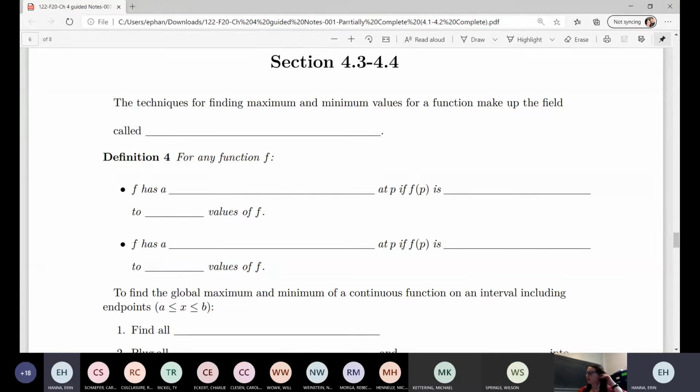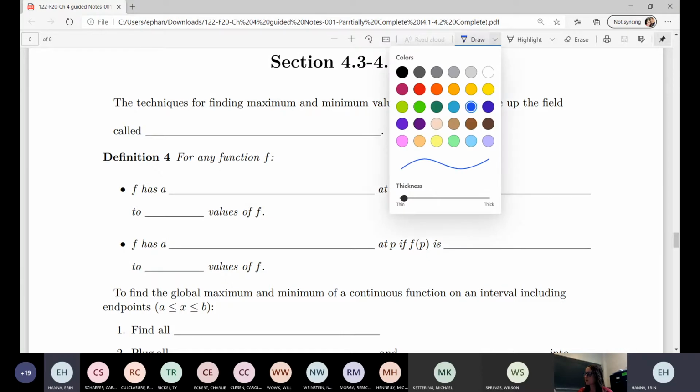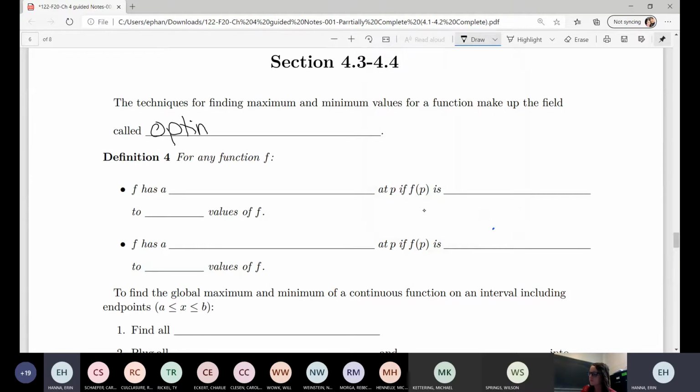So 4.3 and 4.4 is still about maxes and mins because we're still in chapter 4. The techniques for finding maxes and mins of a function make up a subset of mathematics called optimization. That's because a lot of these problems, once we get into the contextual ones, are going to be something like we want the largest area or the largest profit or the smallest cost. It's like making the most optimal situation. So that's why it's called optimization.